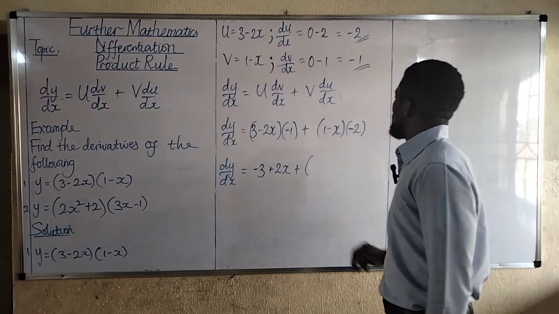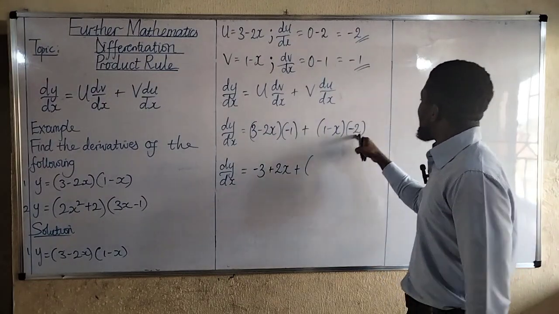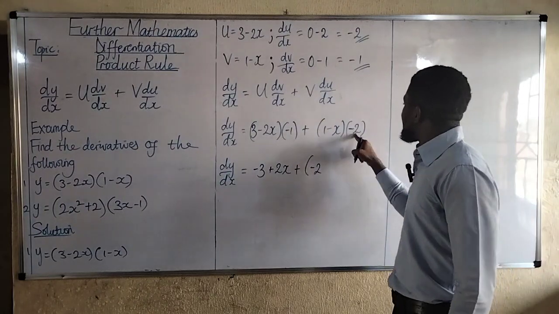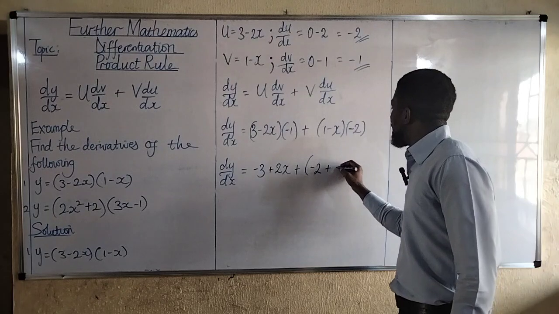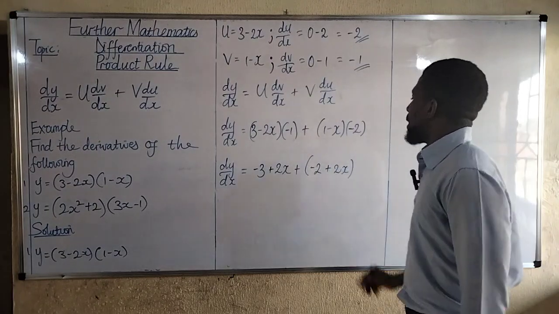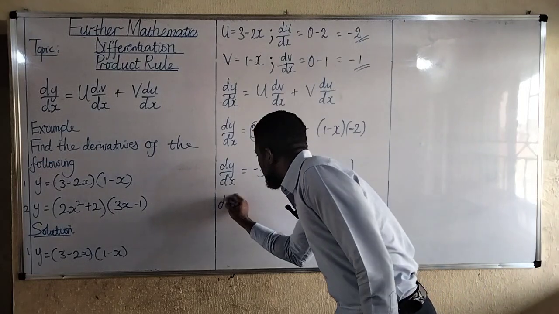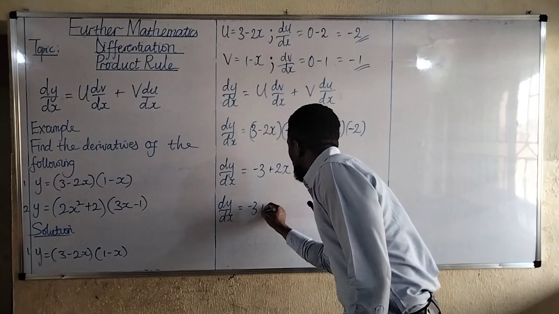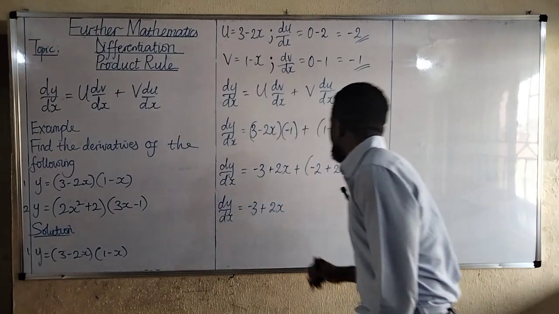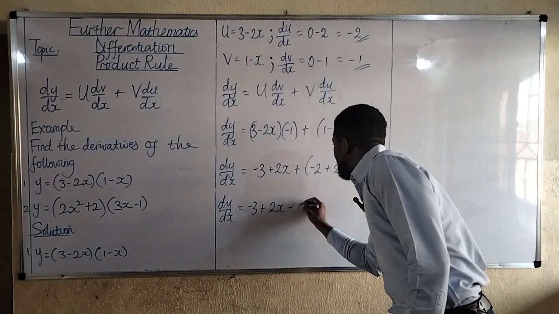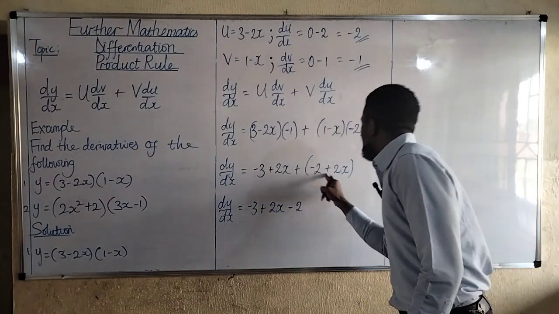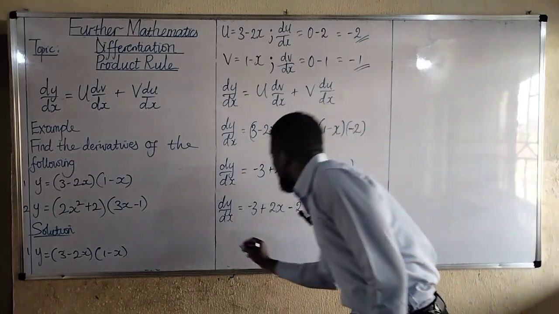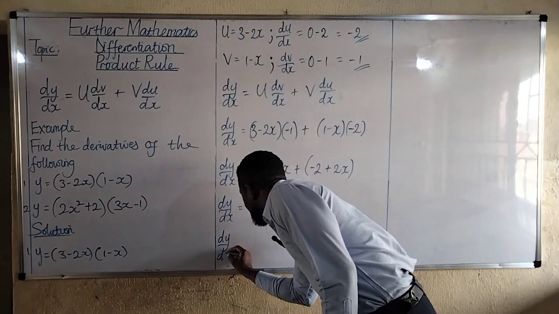Put plus, still continue with the bracket. Negative 2 times 1 will give us negative 2. Negative 2 times negative x will give us positive 2x. Now it's time for us to open up this bracket. We have dy over dx equal to negative 3 plus 2x. Positive times this will give us negative 2. Positive times positive will give us positive 2x. Okay? Collect like terms.